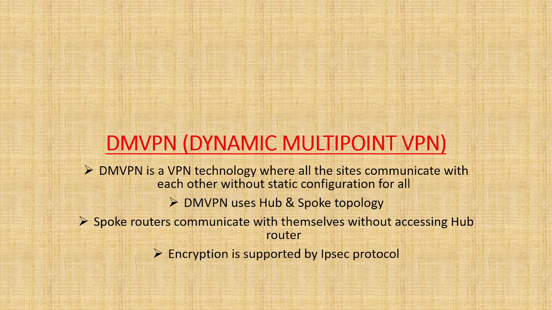So one router is the hub router, and the other locations are connected through the hub router in a hub and spoke topology fashion. Spoke routers communicate with themselves without accessing the hub router. This is a unique feature of DMVPN: spoke routers can directly communicate with each other without the need to access the hub router. And encryption is supported by the IPsec protocol if needed.